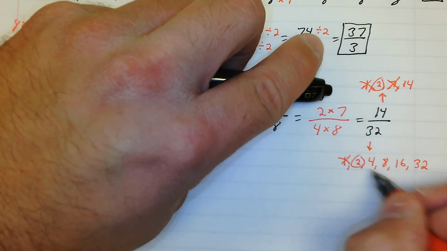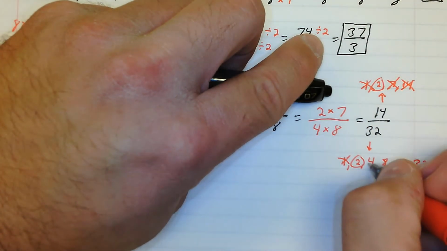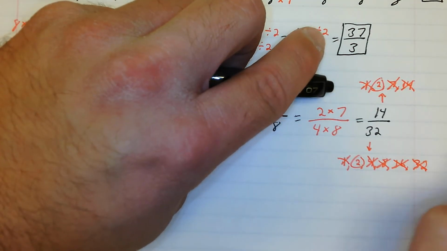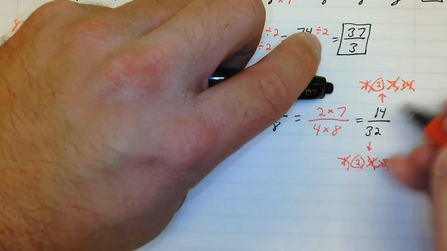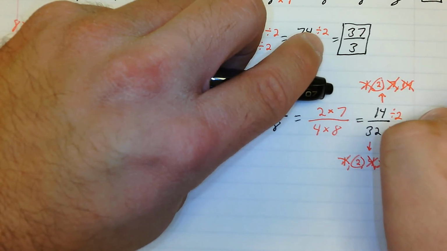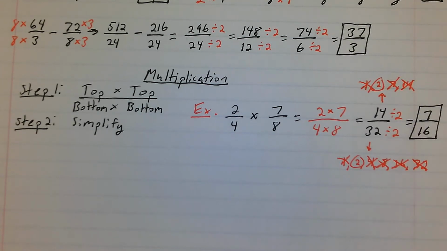Do you see any 14s down here? No, so 14 is not a common factor. Okay, there's no 4s top, 8s, 16s, or 32s on top. So the greatest common factor between 14 and 32 would be 2. So then I'm going to divide both numbers by 2. And my answer is going to be 7 over 16. And that is my simplified answer.